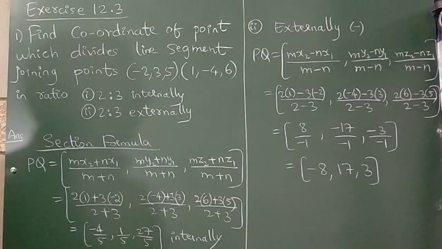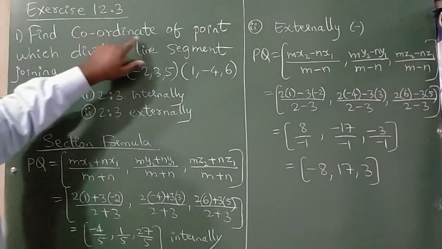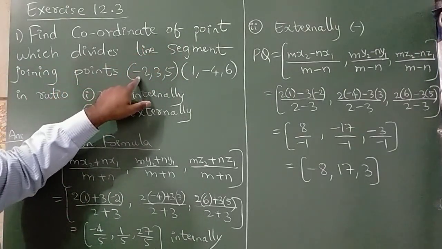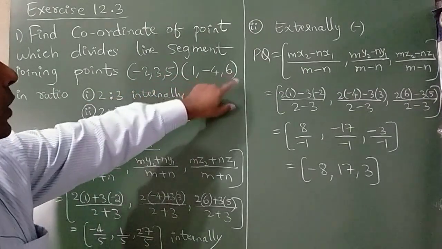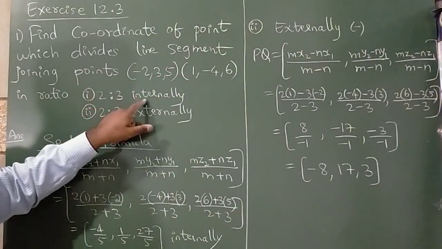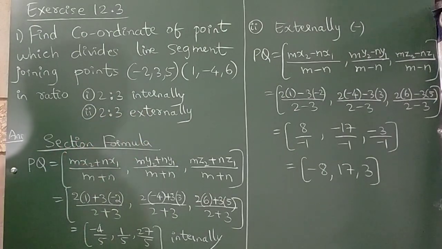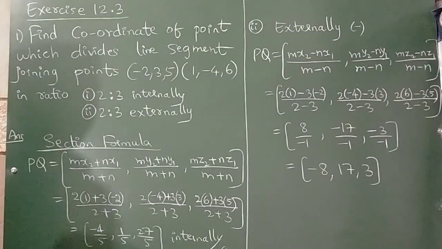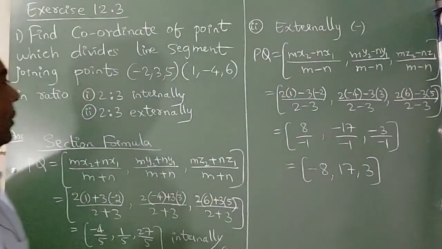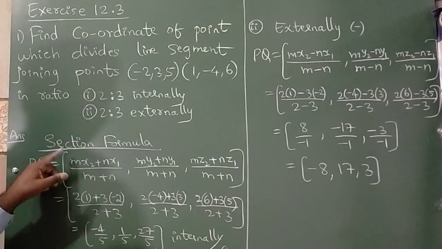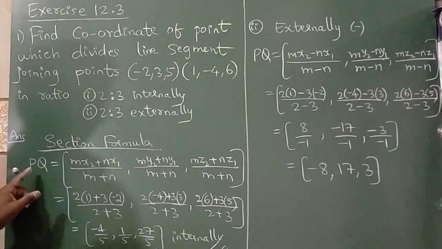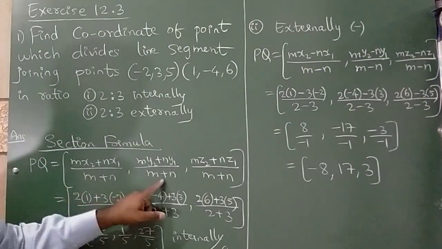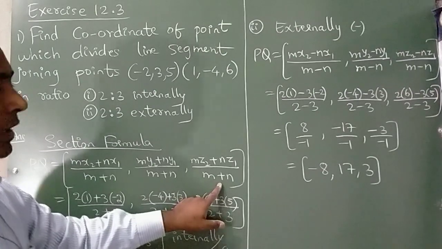Now exercise 12.3. In that, the first question is: find the coordinates of the point which divides the line segment joining the points (2, minus 2, 3) and (5, 1, minus 4, 6) in the ratio 2:3 internally and 2:3 externally. First remember, internally means it is positive, okay, externally means it is negative. Now to solve this problem we are going to use the section formula. PQ is equal to m plus n in the denominator, here also m plus n, here also m plus n. This is the trick to remember.